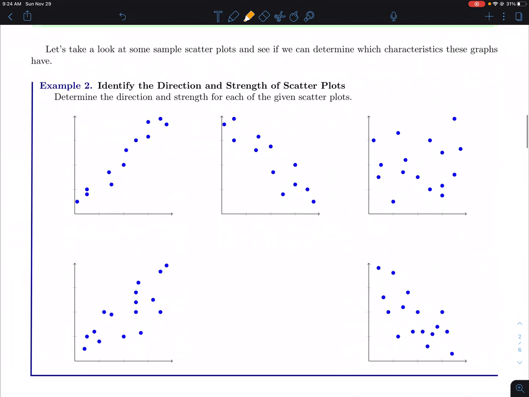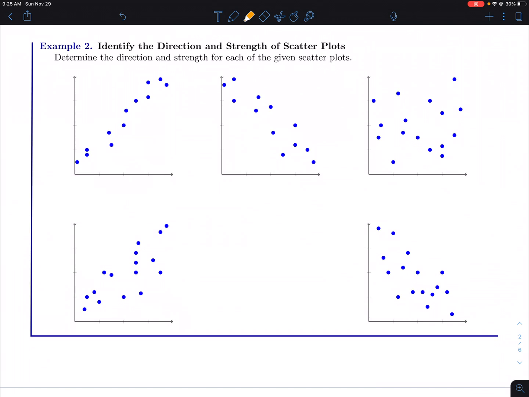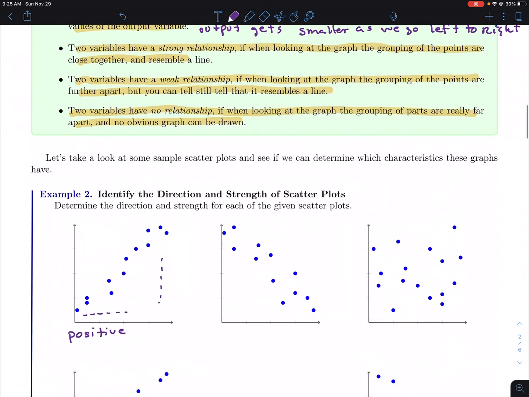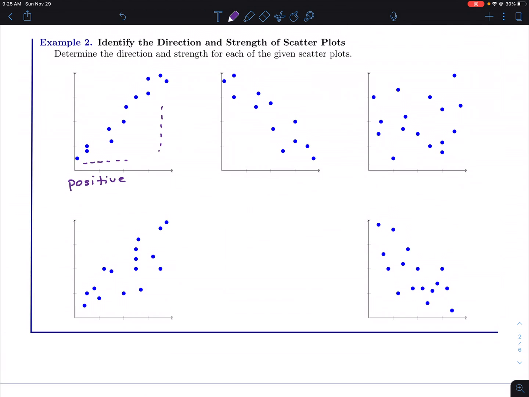All right, so with that in mind, at this point, I'd have you guys yell these out to figure out which one is which. What we want to do is talk about these in terms of whether they're positive, negative, or have no association whatsoever. So this one I would definitely say is positive, because as we go left to right, notice the output values are getting bigger and bigger. And in this case, I'd say it's a strong relationship, just because all the points are pretty close together. So this is positive, strong.